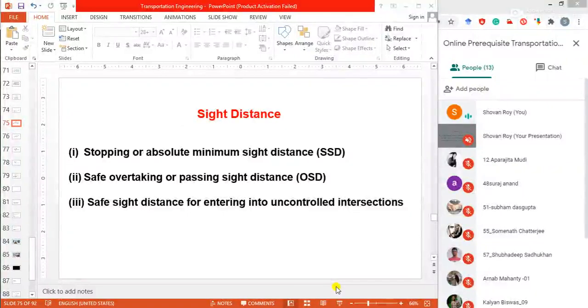Good afternoon, all of you. So today's topic is sight distance. We have already completed the cross-sectional elements of pavement. Now, in geometric design, one of the important topics is sight distance.